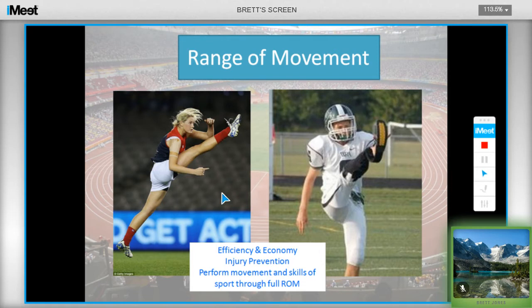So the efficiency of that mechanism to flex the knee is reduced, or in this case here, if we are tight through the glutes, then we can't flex at the hip as well as we could, or as efficiently as we could. Range of movement is also really important, as we know, for injury prevention, and just to perform the requirements of the skills that may be necessary for correct movement in the sport itself.